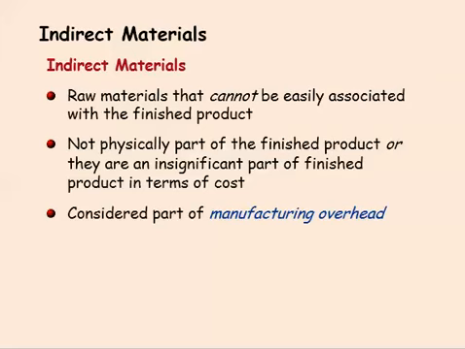In essence, the indirect materials are just product that either can't be easily traced or associated with the finished product, or it's not necessarily part of the finished product. Or in general, it's just insignificant in terms of the product. So if we're building something and it's a fraction of a cent, maybe it's just not worth tracking for the sake of cost. So we'll just lump it into manufacturing overhead. Now, indirect materials are considered manufacturing overhead.